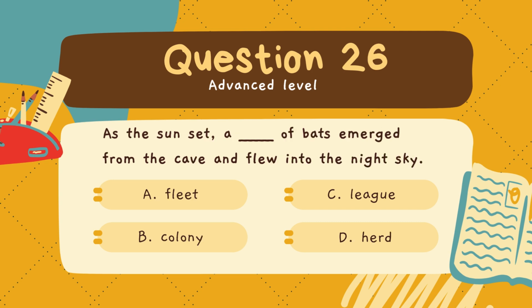Question 26. As the sun set, a of bats emerged from the cave and flew into the night sky. A. Fleet. B. Colony. C. League. D. Herd.